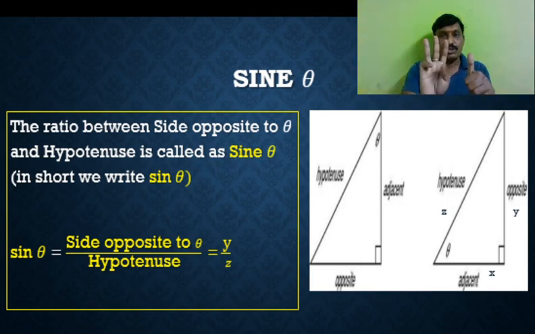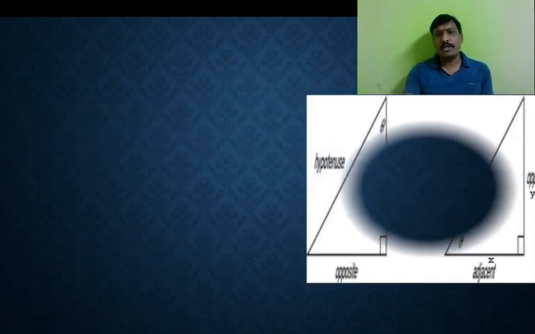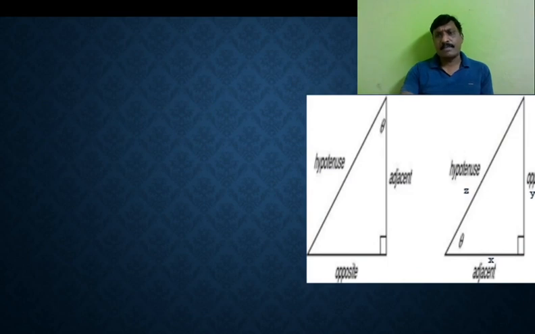Among these six ratios, the first three ratios are called the fundamental ratios. Sine theta. Before learning why we call them by these names, let's go with the next ratio. Here also I'm going to take the same triangle, the side opposite to theta, the side adjacent to theta, and the hypotenuse.